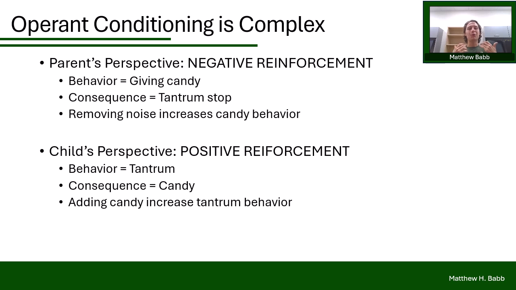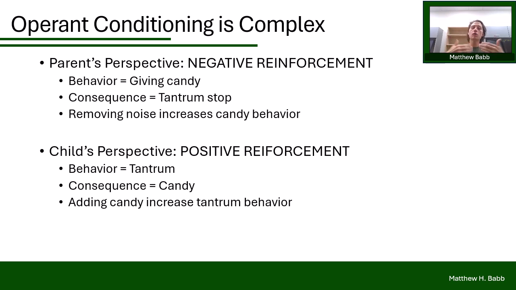So this one is quite a bit of a complex example because it really depends on whose perspective you're taking. If you take the parent's perspective, this is an example of negative reinforcement, right? The parent is trying to stop the behavior because it's annoying them. For example, if they're in public, maybe it's annoying or embarrassing. So they give candy to distract the child and reduce the stimulus of the tantrum, right? By giving the candy, that's the behavior that the parent's doing. They're giving candy, and as a result, the tantrum stops. And so that's an example of negative reinforcement.